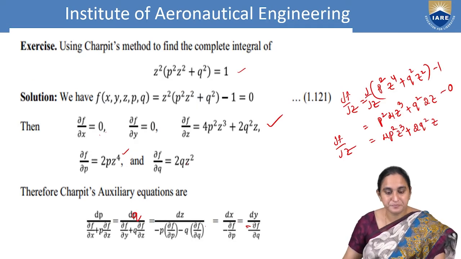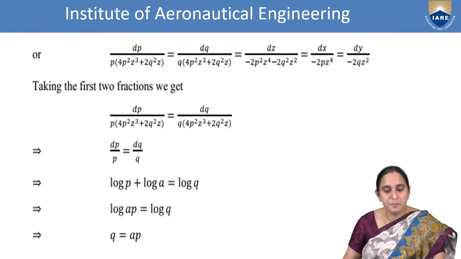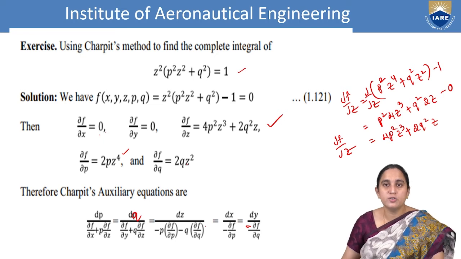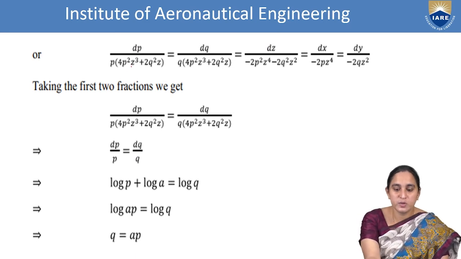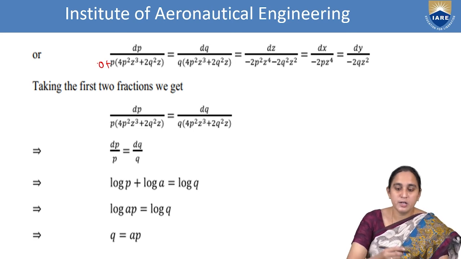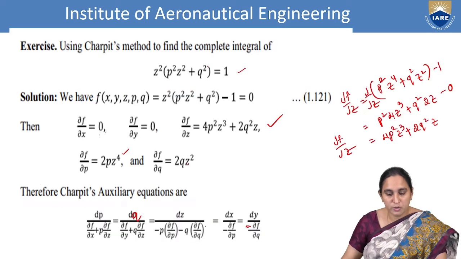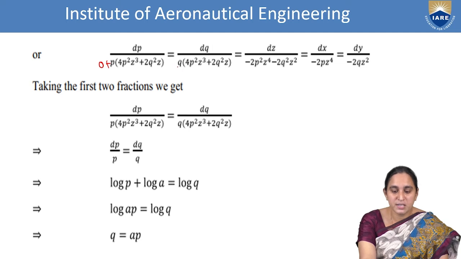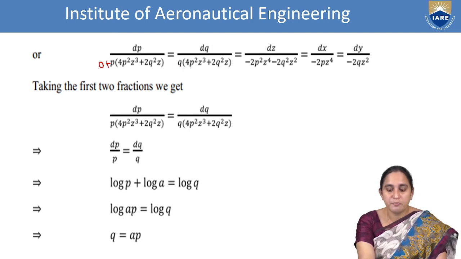Now substitute dp by, okay, what is the first expression? Dou f by dou x plus p into dou f by dou z. What is dou f by dou x? 0. Plus p into what is dou f by dou z? 4p square z cube plus 2q square z. First term is 0, plus p into dou f by dou z. And dq by dou f by dou y is also 0, plus q into dou f by dou z, that is 4p square z cube plus 2q square z.